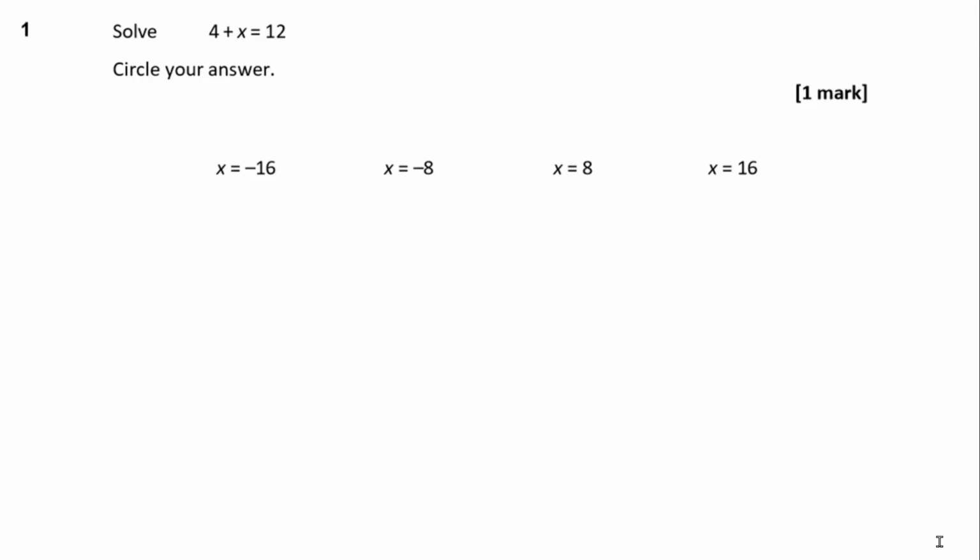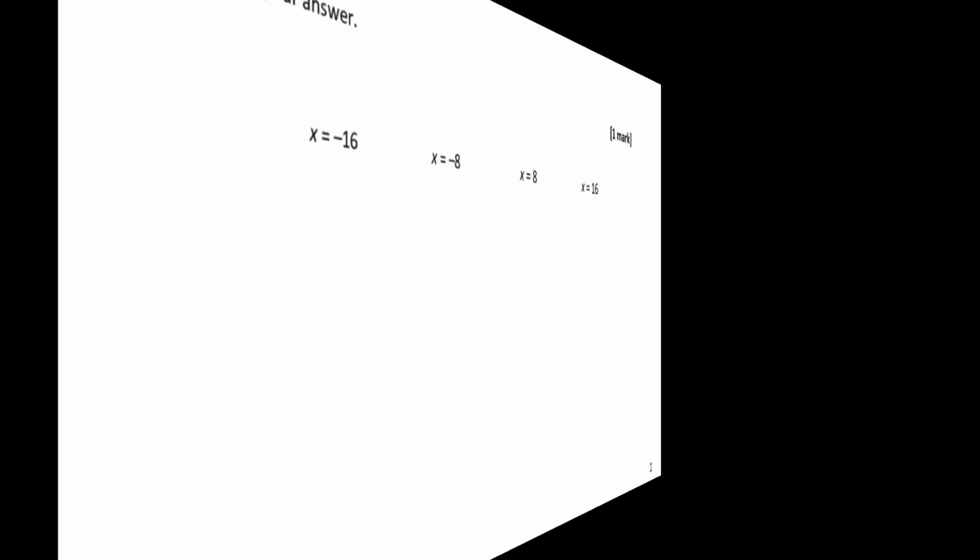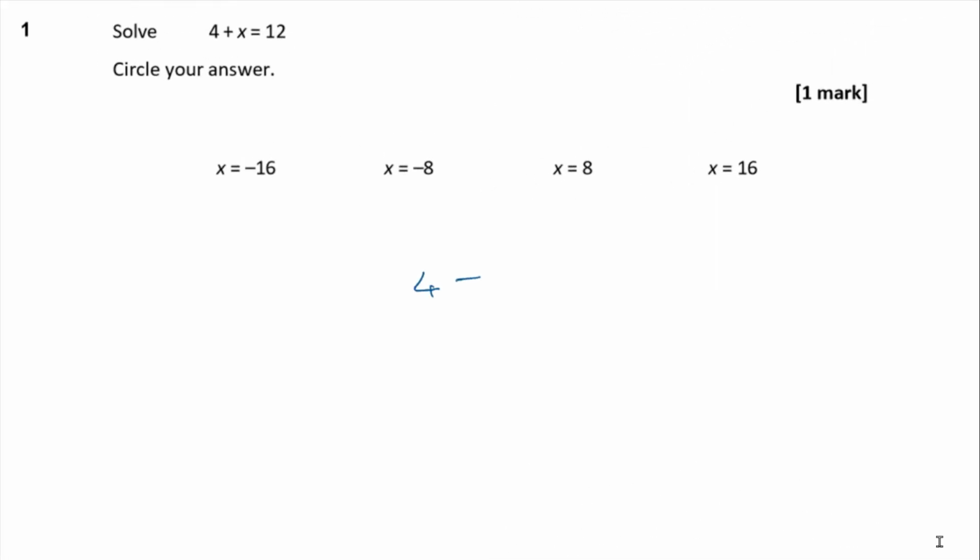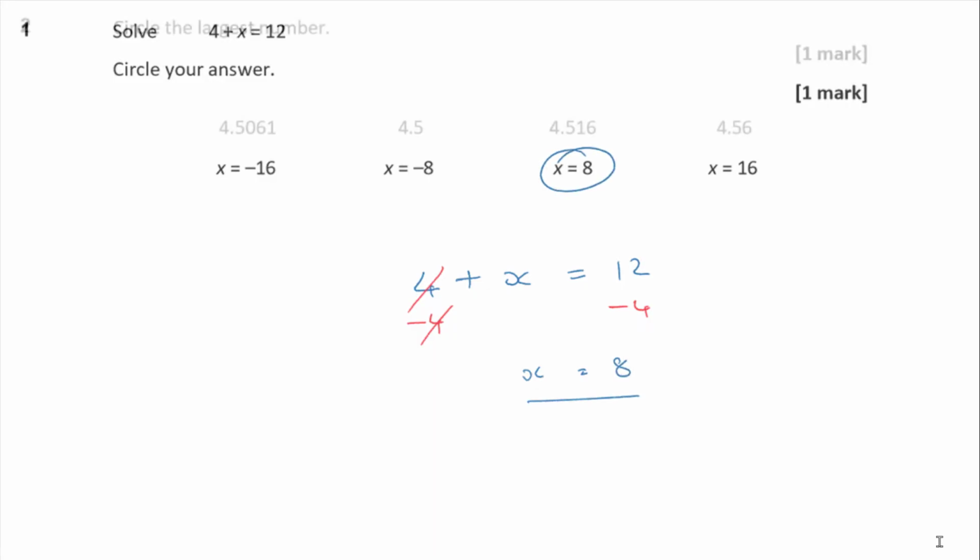Question 1. Solve 4 plus x equals 12. Circle your answer. Okay, so this is a linear equation that we need to solve. And in order to solve it, we need to get x by itself, don't we? So if I've got 4 plus x is equal to 12, then I can isolate x by subtracting 4 from both sides, can't I? That will cancel with that, leaving you with just x on the left, and 12 take away 4 gives me 8 on the right. So that's my answer there. x is 8.